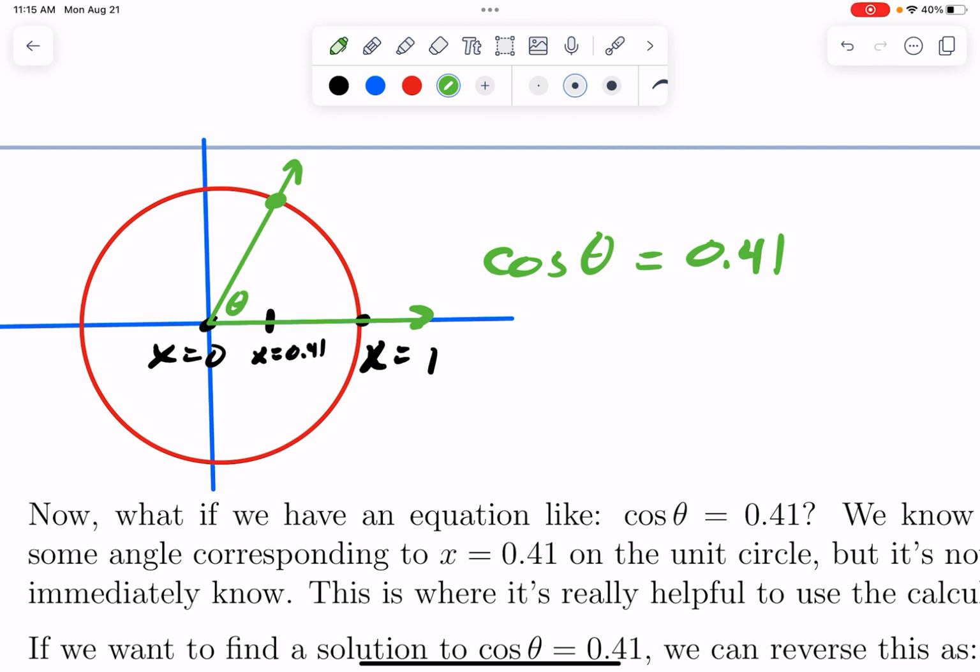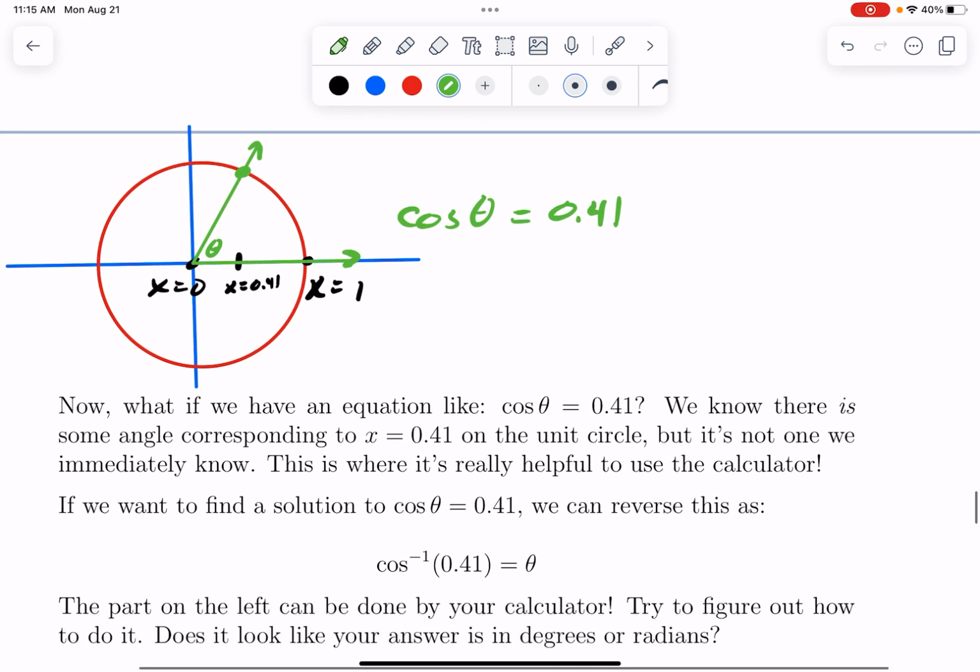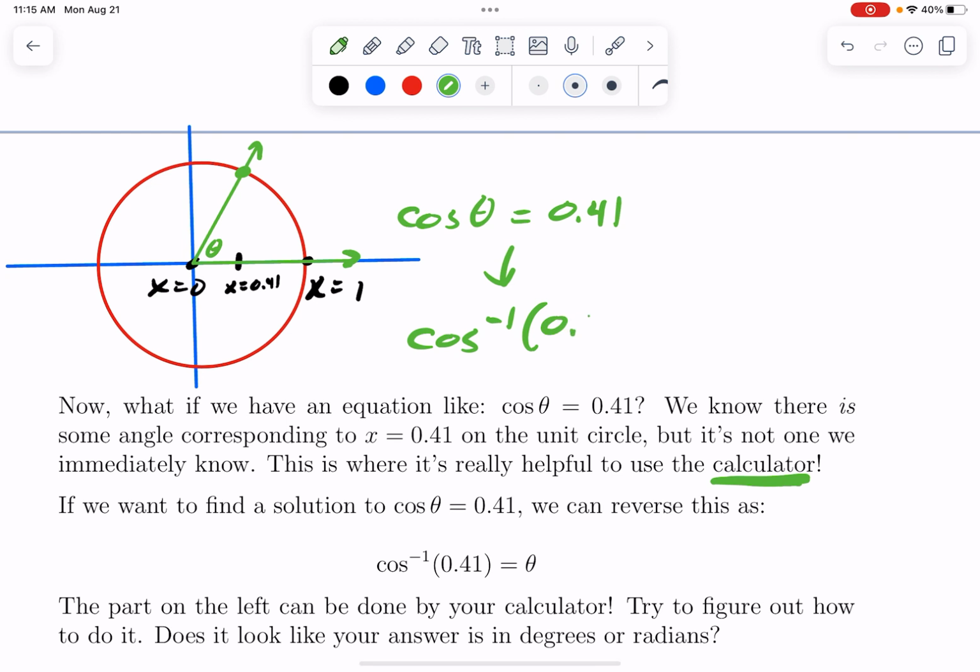The problem is, it's not something we know off the top of our head. 1/2 is a number that comes up a lot. Root 2 over 2 is a number that comes up a lot. Root 3 over 2 is a number that comes up a lot. But 0.41, we're just not familiar with this. And this is okay. This is where our calculator will come in. So we know if cosine of theta is 0.41, we can rearrange that and say, that means inverse cosine of 0.41 gives us that angle. And this is something you can literally just type into your calculator.